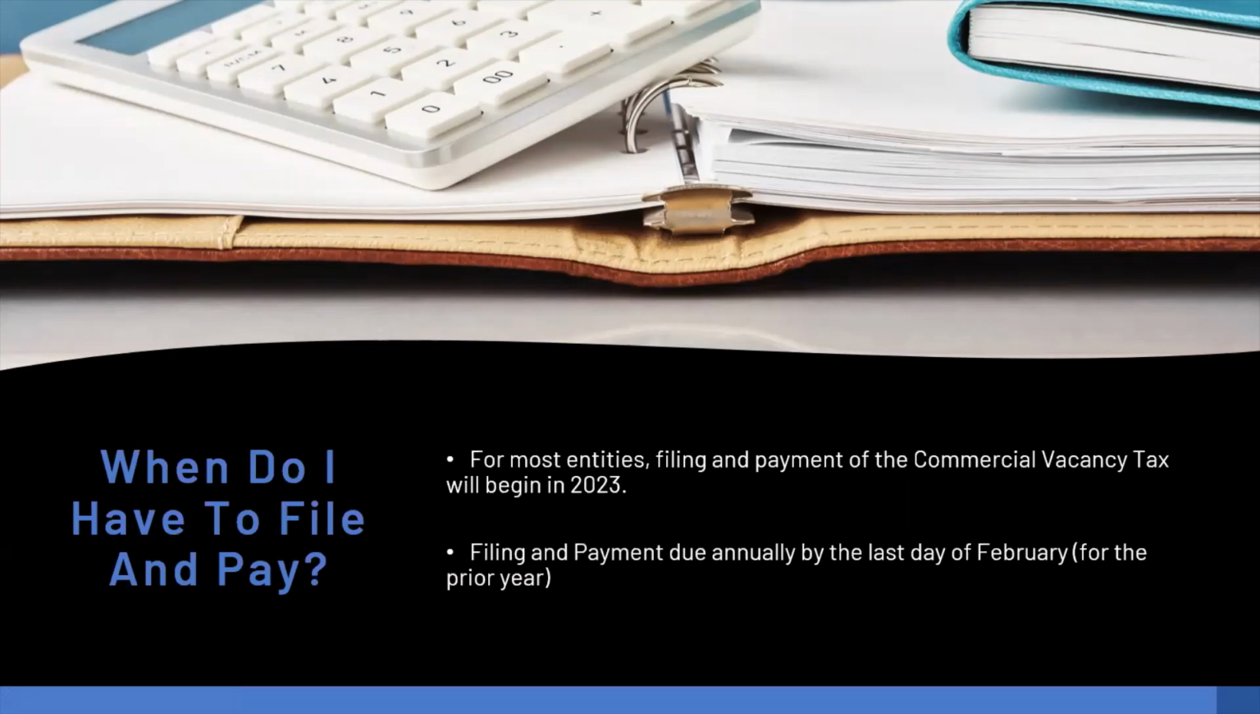Now that we've shared several scenarios to understand who must file and pay, the question is, when do you need to file and pay? For most, filing and payment of the commercial vacancy tax will begin in 2023. The filing and payment will be due annually by the last day of February for the prior year. For example, for the period of January 1, 2022 through December 31, 2022, the filing and payment will be due on February 28, 2023. The commercial vacancy tax return will be made available each year in January.